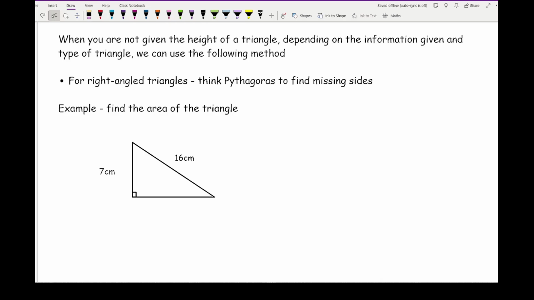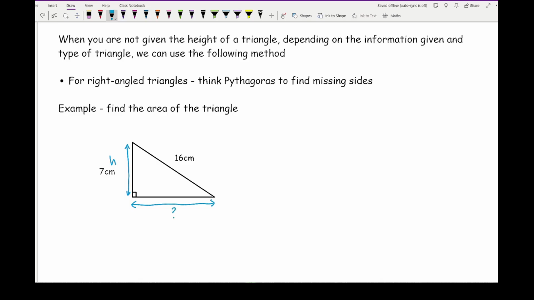Now for right angle triangles, always think of Pythagoras to find the missing side. So for example, if we're asked to find the area of this triangle here, as you can see we've got this side here, which looks like the height, and we've got this hypotenuse, or the side opposite the right angle, which is 16. Now for this, to work out the area we need to work out what this length here is.